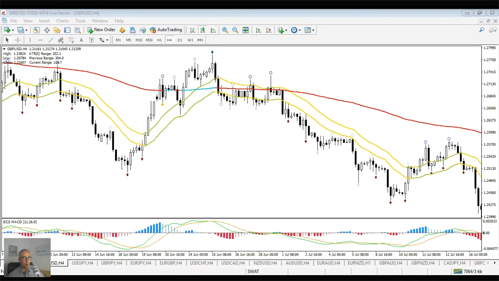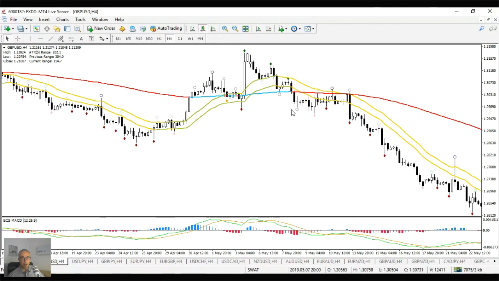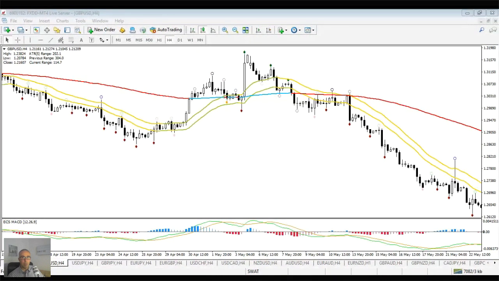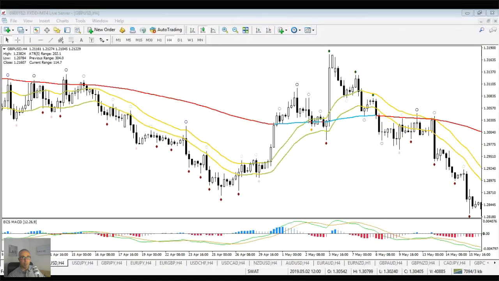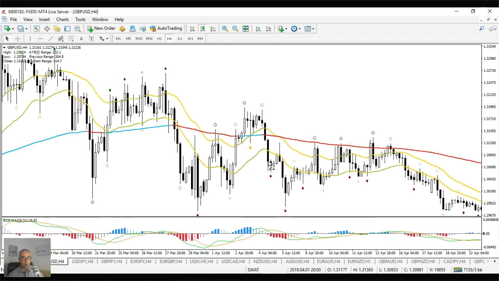That didn't go that far. This went a lot further. Let me find an example here. This one too, this breakout below the 144 MA, indicating a very strong downtrend at that point. This break of this fractal didn't go very far, but still almost 150 pips, I guess. So these reversal breakouts can go far.